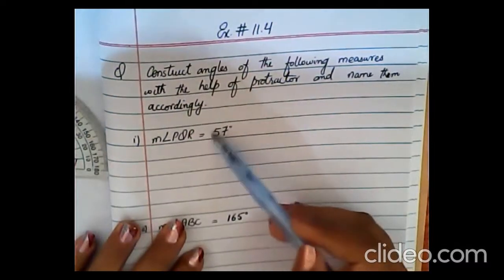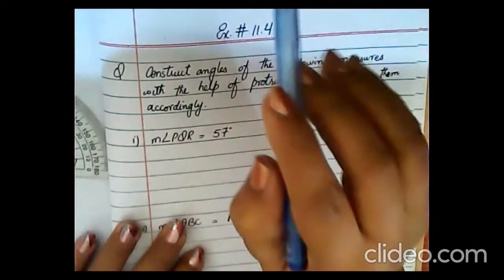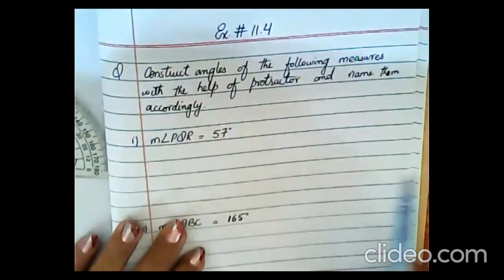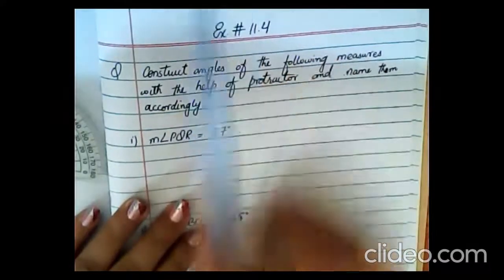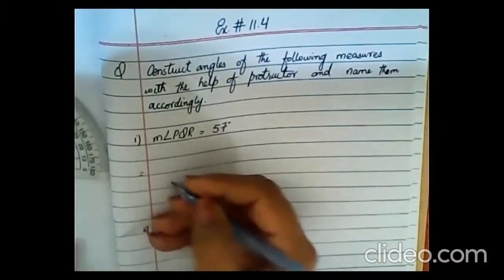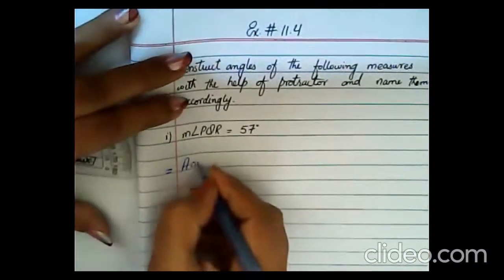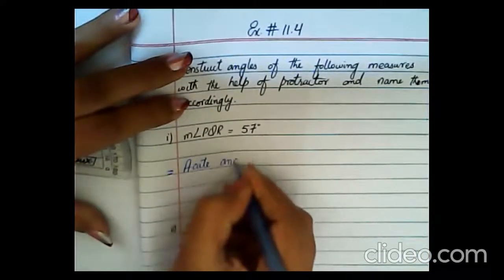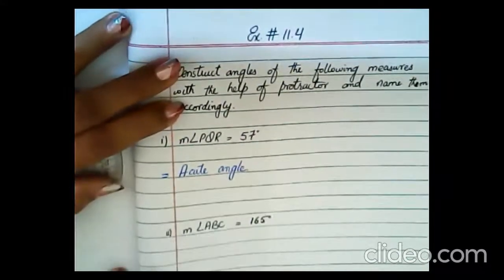Now first of all, tell me which angle is this one. Now write down the answer for this angle. Yes, very good. Acute. So this is basically an acute angle, right? Now look here. This is an acute angle. Okay, clear? Now you have to construct it.